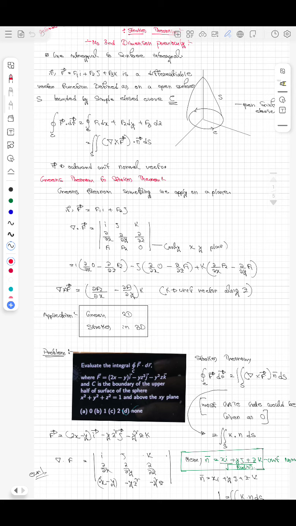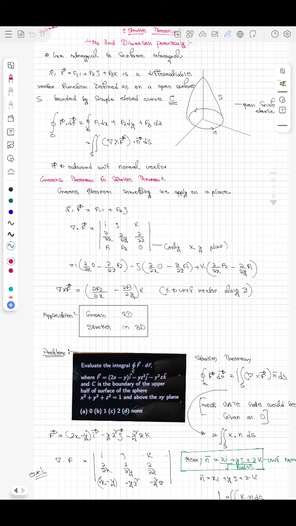Now S is bounded by the simple closed curve. So it is an open surface, but it is bounded by what curve? This is the curve that you can see. Yes, it is an open surface, and here it is bounded by this curve.